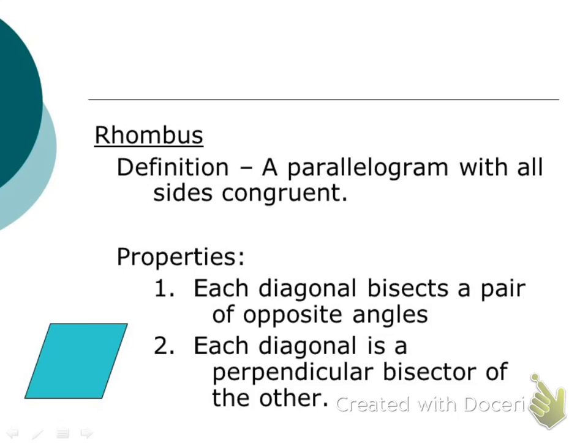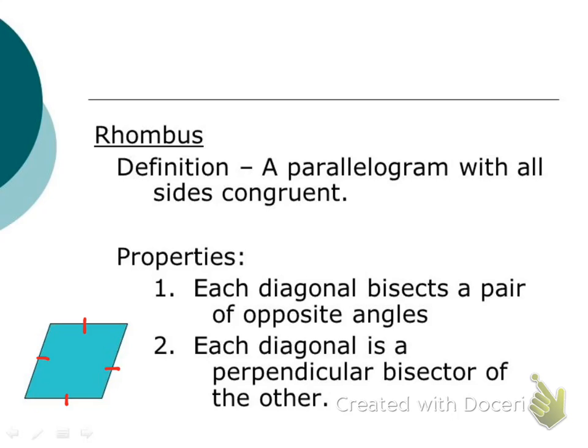So the definition of a rhombus is a parallelogram. So all the things that we know about a parallelogram are true for a rhombus as well. But the only important special thing here is that all these sides are congruent. So all four sides are the same. So you can go ahead and label that in your diagram. Mark them all the same.